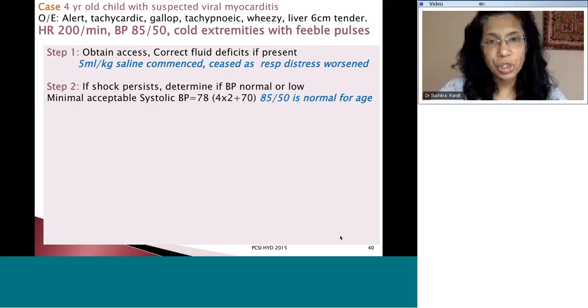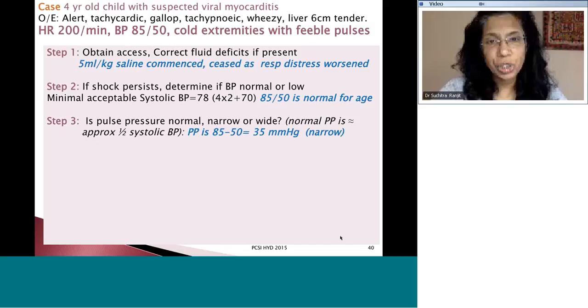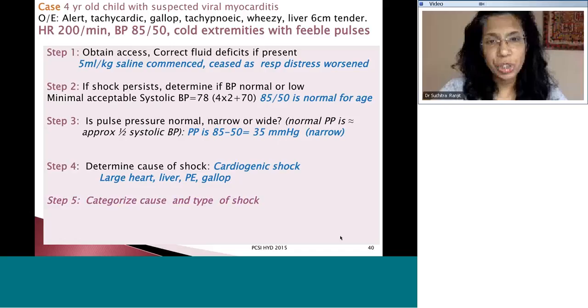So this blood pressure is normal for age. The pulse pressure is narrow. The cause of shock is definitely cardiogenic shock. He's got evidence of pulmonary edema. So it is a cardiogenic shock with normal blood pressure. Is inotrope therapy indicated, and which agent? Because the blood pressure is normal, you have much more to play with.